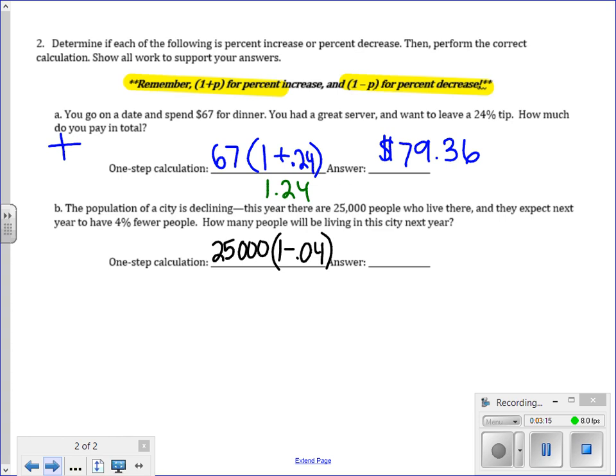When I do that calculation, I figure out that there's going to be 24,000 people living in the city next year. If you wanted to simplify this, instead of doing 1 minus 0.04, you could put that value in your calculator and figure out that it is 0.96. All right, that's the lesson video for the percent review. Again, if you have other questions, you can reference the key that's posted on Canvas or come into office hours and ask your instructor for help.